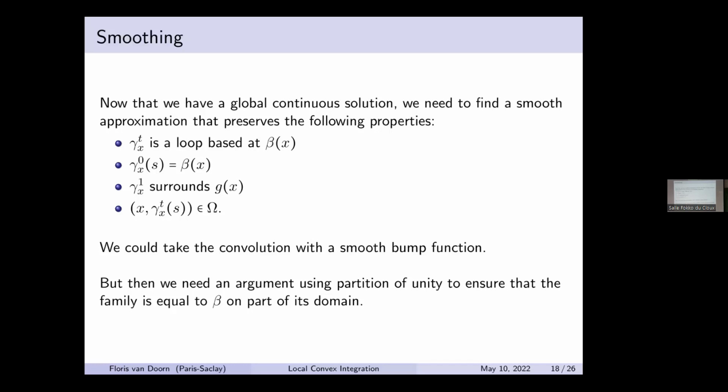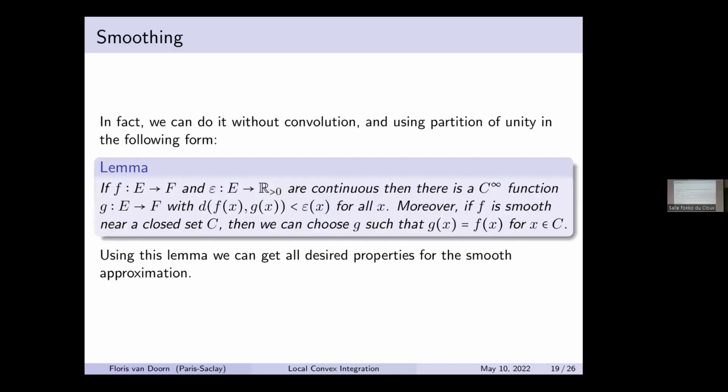And so okay, we don't have something that is exactly beta x. We can solve that by doing a partitional unity argument. We just transition from this smooth solution to the map that is, at the correct values for t and s, equal to beta x. And that works, except that if we take a partitional unity argument, we actually don't need a convolution argument anymore. So in fact, we can just do it using a partitional unity argument in the following form.